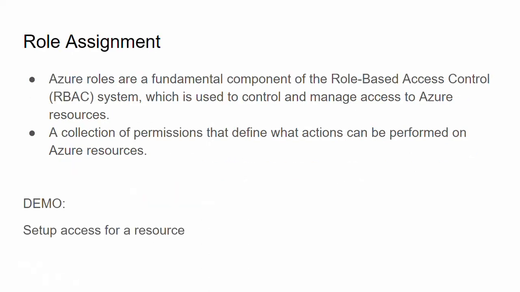And regarding the role, Azure roles are fundamental components of the role-based access control system, or RBAC system, which is used to control and manage access to Azure resources. A role is a collection of permissions that defines what actions can be performed on an Azure resource, like read, write, list, all this. When we combine them together into a role, then we match that with a group, then the group or the service principal can perform what the role allows them to do.